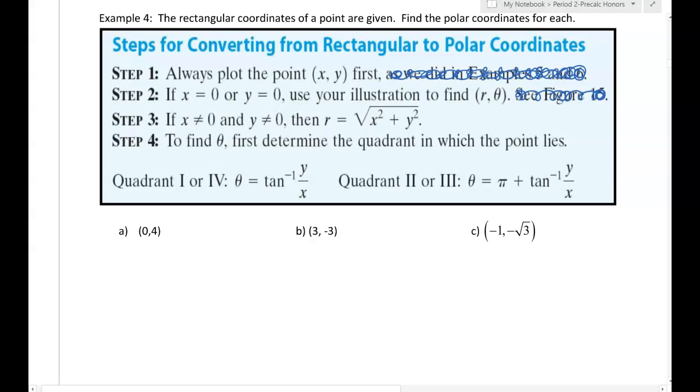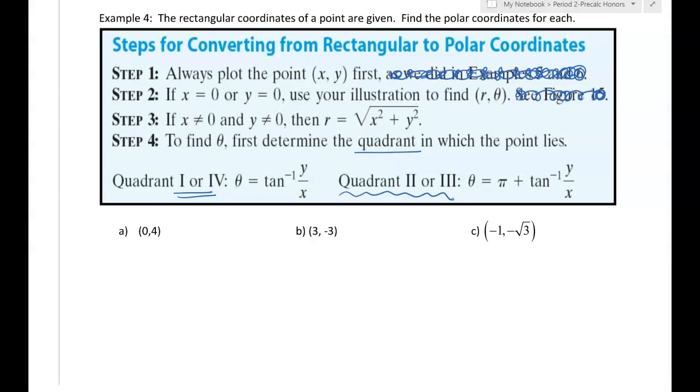Step number 3, if x is not 0 and y is not 0, then use the radius formula, which is the square root of x squared plus y squared, to solve for r. Step number 4, to find theta, first determine the quadrant, just like earlier in example 3. For different quadrants, you have to either add a pi, half a circle, or not. Theta is always tangent inverse of y divided by x, and we don't do anything if we are in quadrants 1 and 4, because tangent inverse is naturally restricted to 1 and 4. If you're in quadrant 3 or 2, then you have to add half a circle, which is pi.